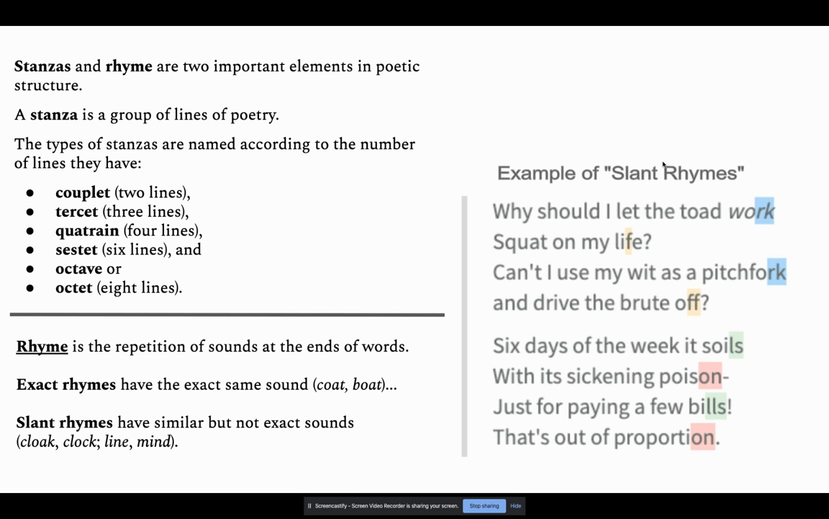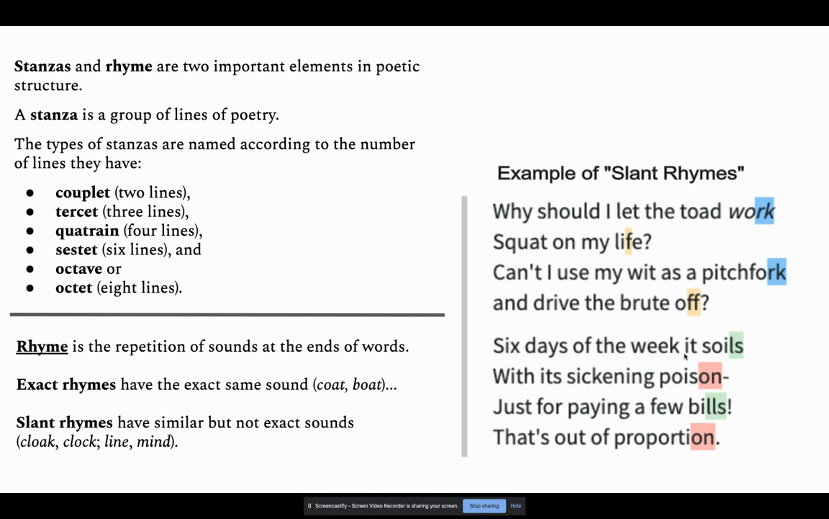Now, slant rhyme. This is a little different, but we are still looking at the last sounds in the line. Why should I let the toad work squat on my life? Can't I use my wit as a pitchfork, work, pitchfork, and drive the brute off? Now, we see that consonant there at the end, the F in both, that creates the slant rhyme.